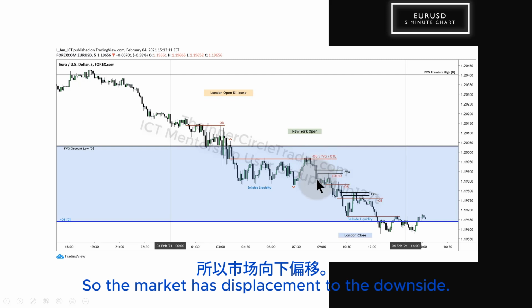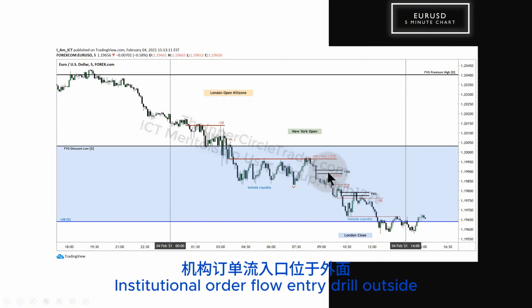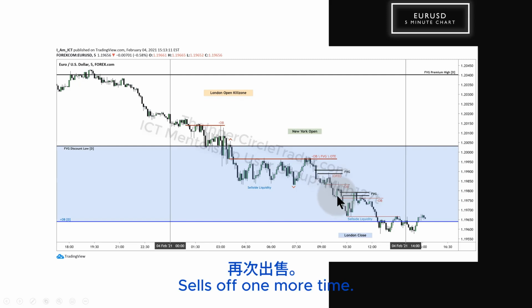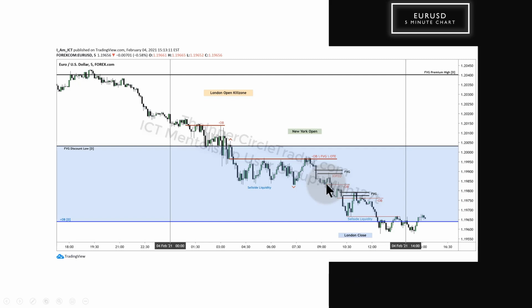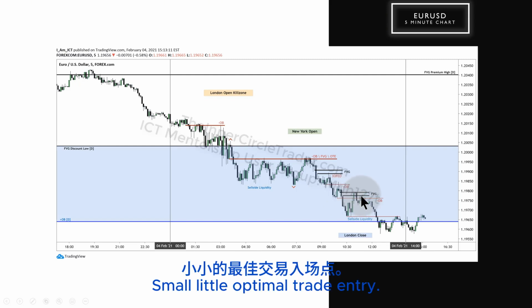So the market has displacement to the downside, creates a small little fair value gap in here. Institutional order flow entry drill outside of New York Open, sells off. One more time, small little optimal trade entry in here as well with a bearish order block. Sells off one more time, retraces back to the fair value gap here. Small little optimal trade entry.